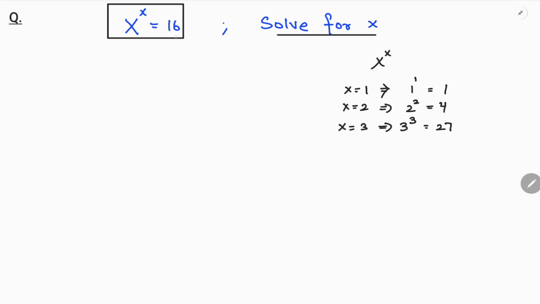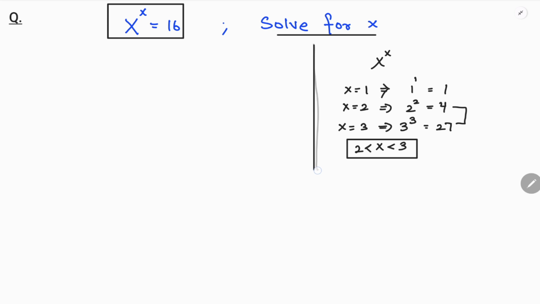But our value is 16, which lies somewhere between 4 and 27. That means x lies between 2 and 3, right? Then only we can get x raised to power x as 16, right? And how do we proceed with this question?